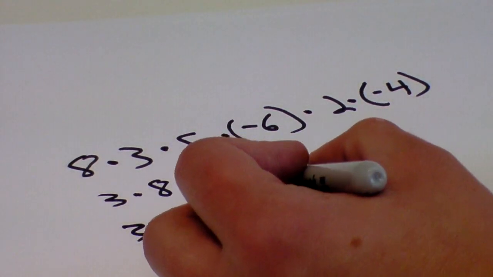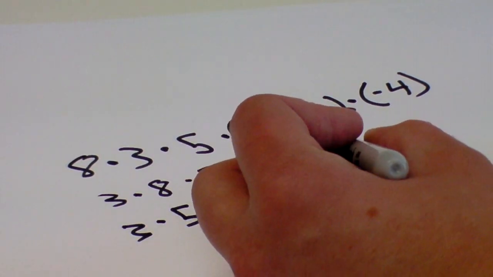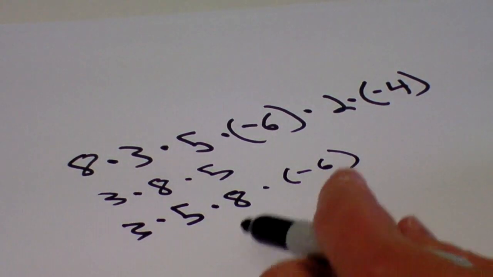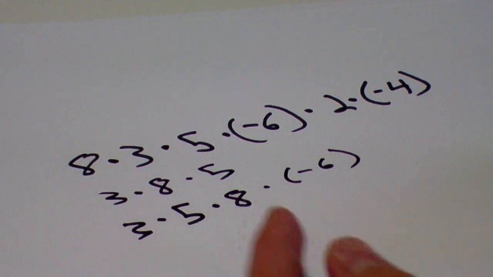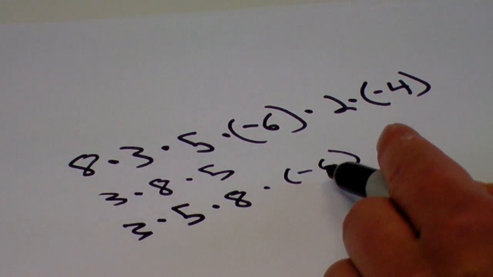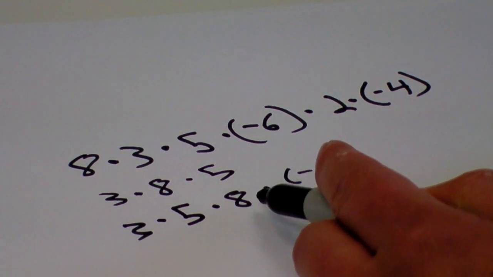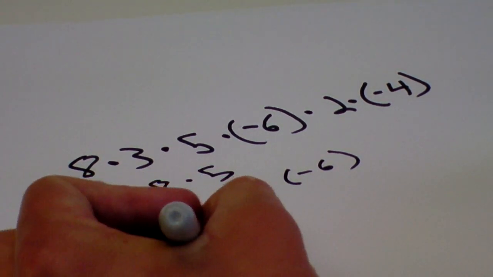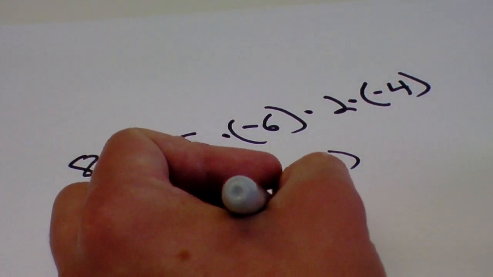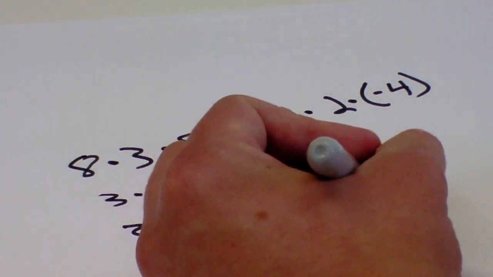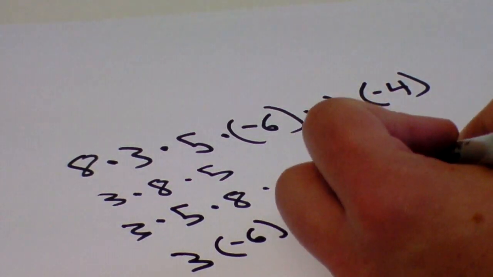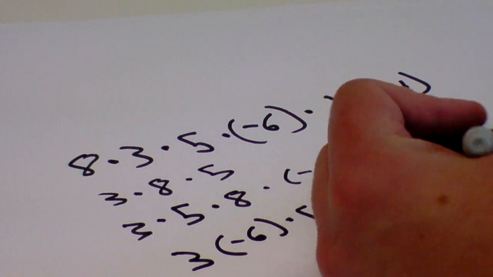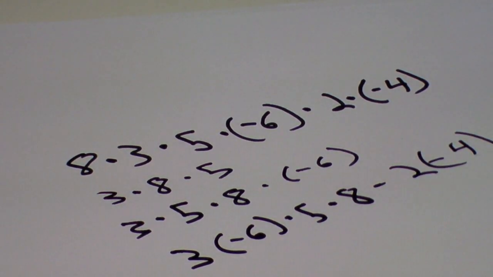And then if I want to take this negative 6 here and move it all the way to, say, right between the 3 and the 5, I can use the commutative property to switch it with the 8, and then use the commutative property again to switch it with the 5, and that will give me 3 times negative 6 times 5 times 8, and then, of course, I have the 2 and the negative 4 still here. So the associative property follows directly from the commutative property, same as it does for addition, actually.